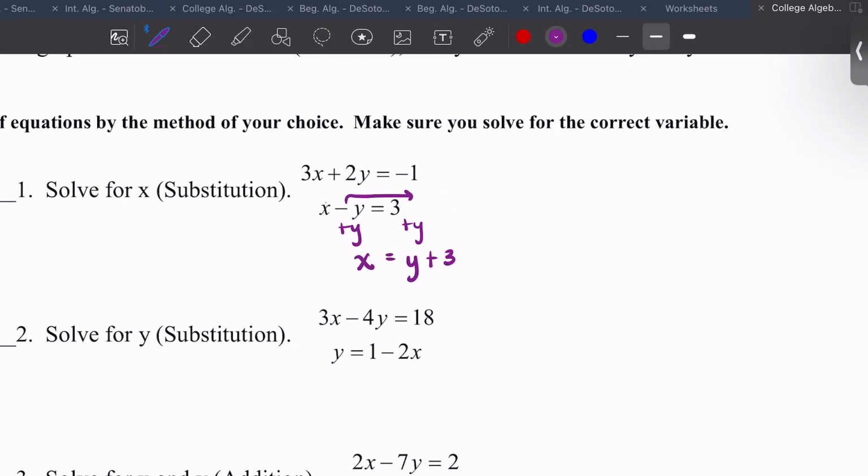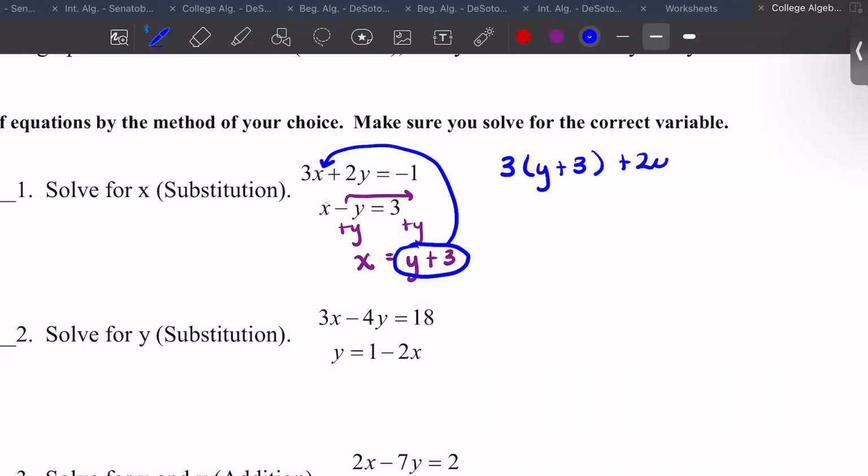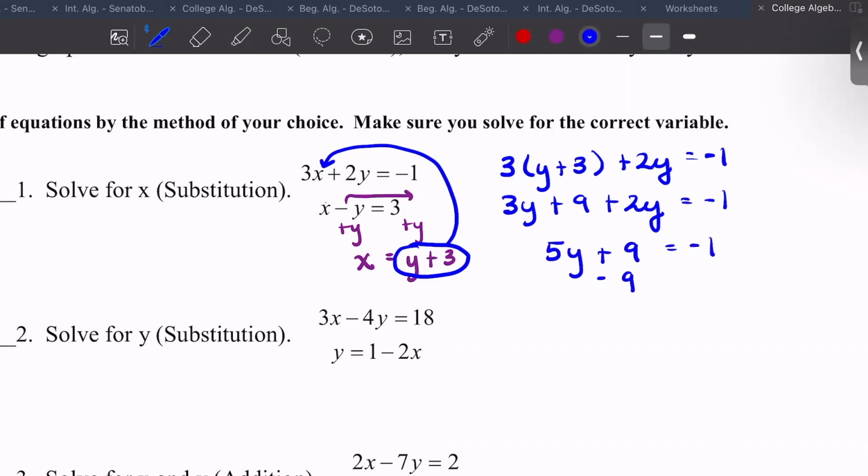All right. So I'm going to plug in this for x in this guy. So I'm going to have 3 times y plus 3 plus 2y equals -1. And then I'm just going to solve. Oops. 5y plus 9 equals -1, minus 9. So you get 5y equals -10. Divide by 5, and you get y equals -2.